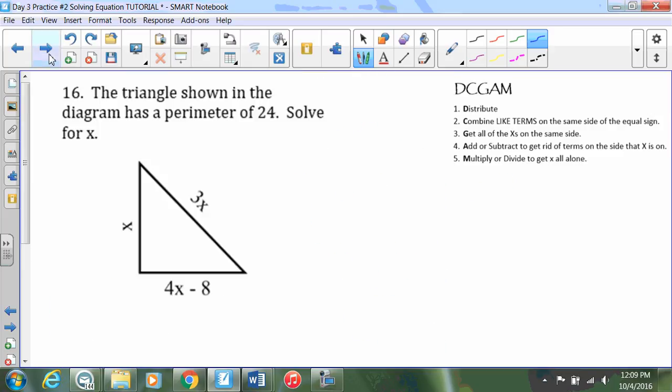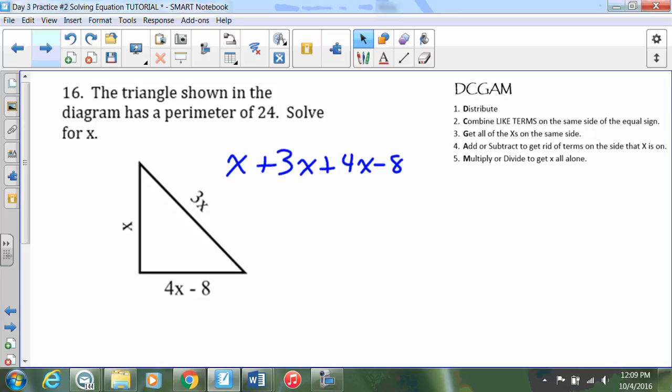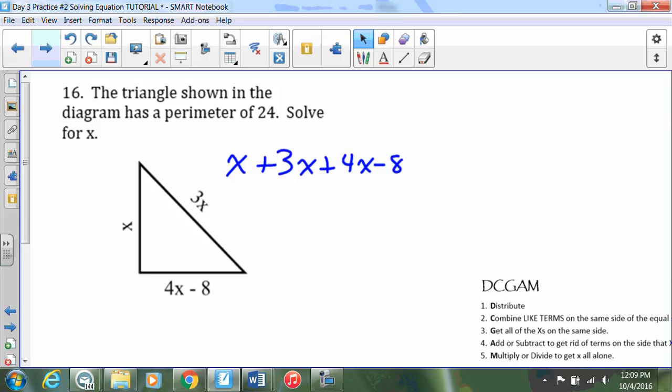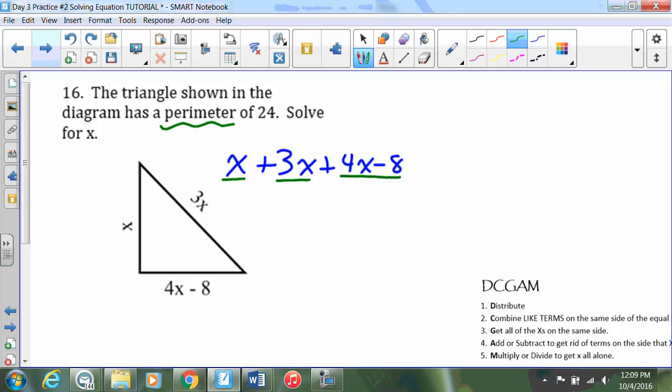Okay, moving on. We've got a triangle with the sides of X, 3X, and 4X minus 8. Now, you know why I put them all together like that? Basically, perimeter means to add up your sides, and I did. That's one side, that's another side, and that's the third side. When you add them all up, it says that it has a perimeter of 24, so we're going to set it equal to 24.